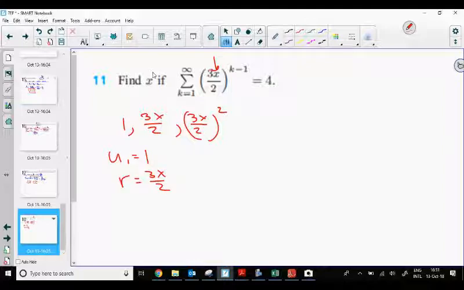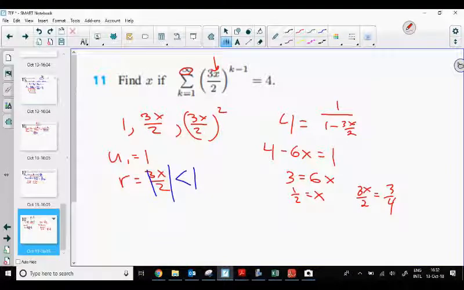All right, this is a sum to infinity. So we use the sum to infinity formula. We can say that 4 is equal to the first term, 1, divided by 1 minus the common ratio. So that's 3x over 2. And we're just going to solve this for x. When we do that, we're going to see that the absolute value of this is definitely going to be less than 1 for x. If it's not, we've got a huge problem here.